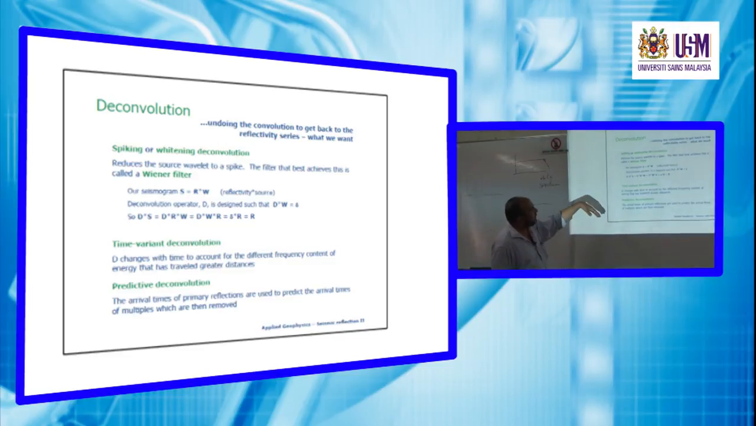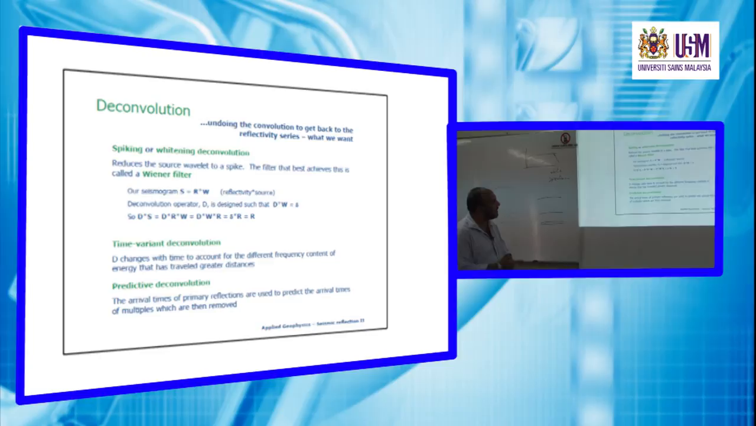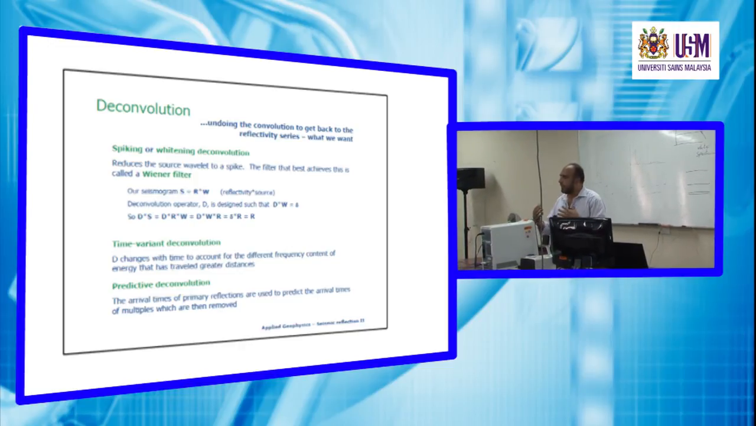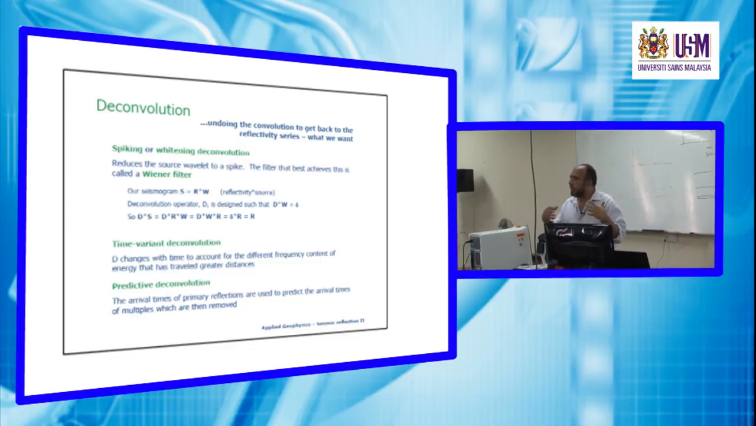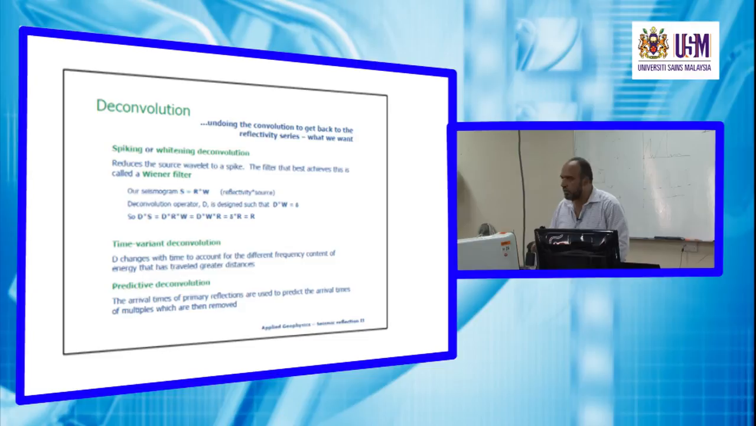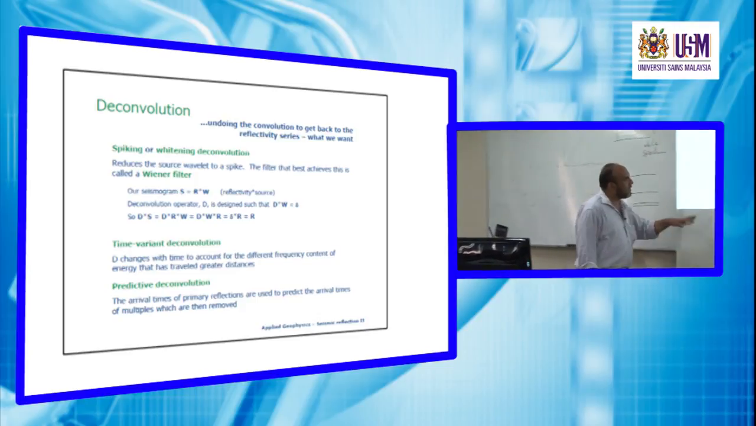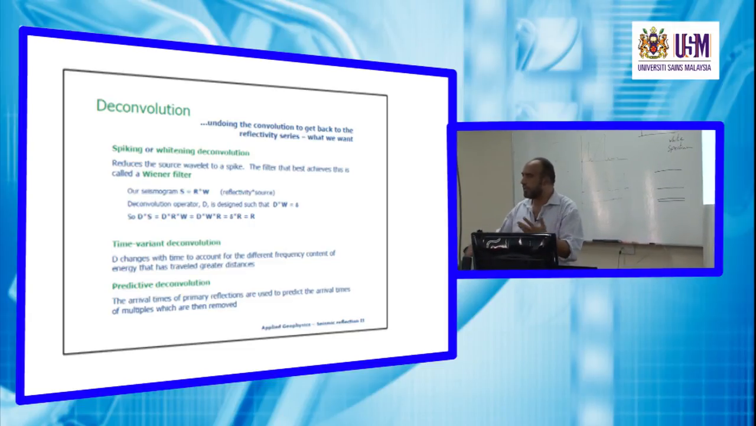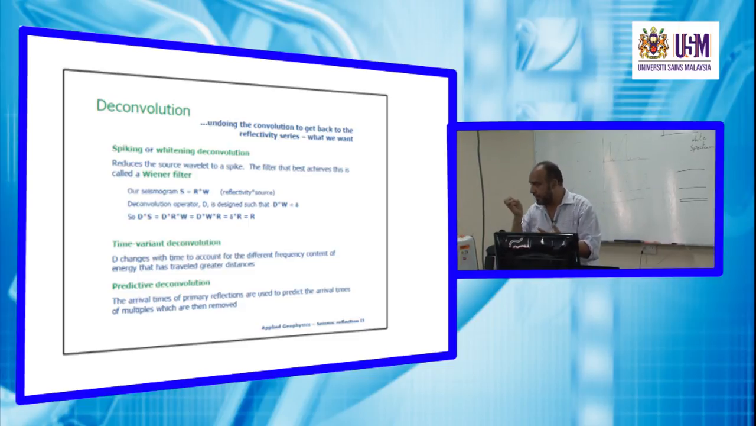Time variant deconvolution, as you know, D changes with time to account for the different frequency content of energy that has traveled greater distances. I think yesterday we understood that the Earth acts as a low pass filter. So as waves move greater distances, their frequency content changes. Their frequency content becomes more in the lower frequency band, and much of the frequency content is reduced. So time variant deconvolution is working on a trial to remove such an effect. It's like reverse filtering. The Earth filtered this energy, and we are trying to retrieve the filtered data.